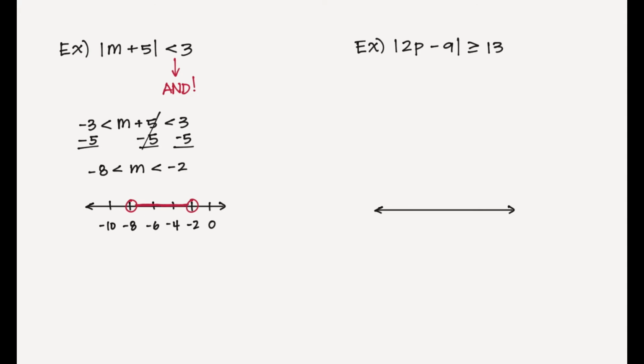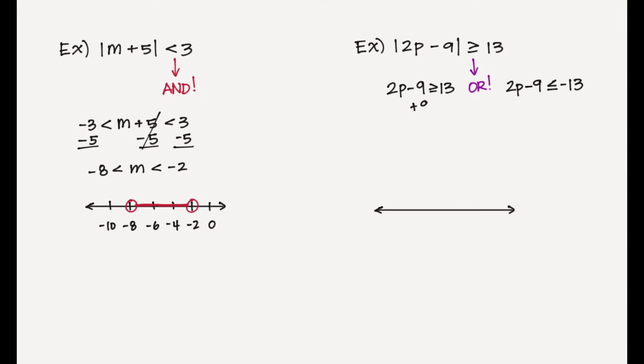Our next example is the absolute value of 2p minus 9 is greater than or equal to 13. So this already is telling me that it's going to be an or inequality, and so I'm going to rewrite this into 2 different parts. I'm going to copy exactly how it looks. So 2p minus 9 is greater than or equal to 13. And then I'm going to rewrite 2p minus 9 is less than or equal to negative 13.